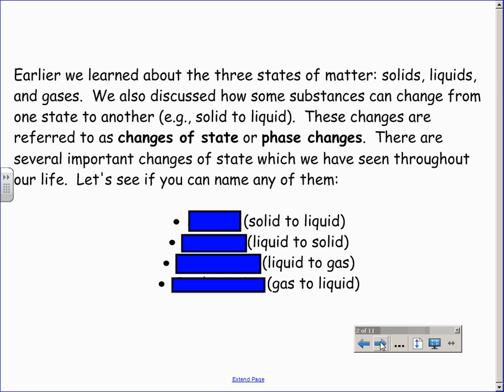Earlier we learned about the 3 states of matter: solids, liquids, and gases. We also discussed how some substances can change from one state to another. For example, a solid can melt and turn into a liquid. These changes are referred to as changes of state or phase changes. There are several important changes of state which we have seen throughout our lives. Let's see if you can name any of them.